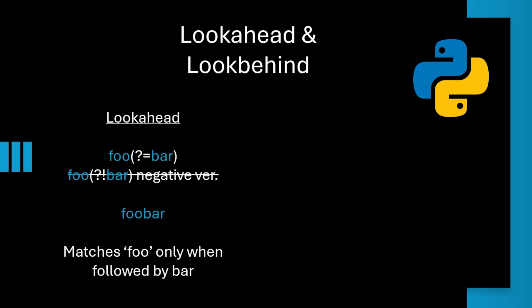Now let's talk about lookaheads and lookbehinds. First, let's see why lookaheads are used. Lookaheads let you check what comes after your pattern without including it in the match. There are two types. First one is positive lookahead. The first expression here, foo(?=bar), matches foo only when followed by bar. The negative version, which is struck through here, matches foo only when it's not followed by bar.